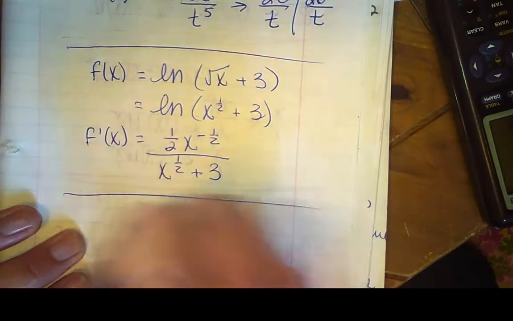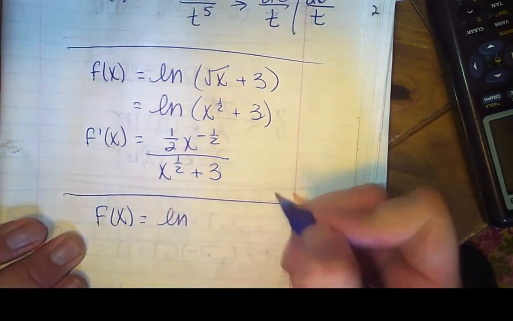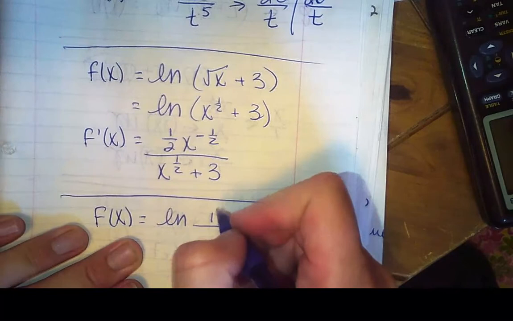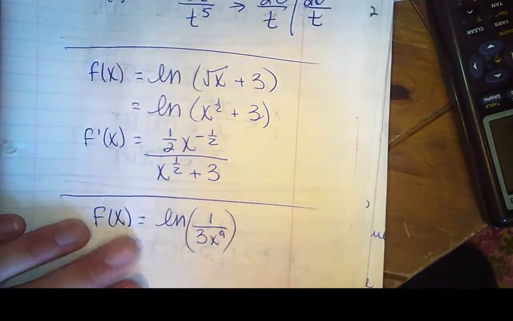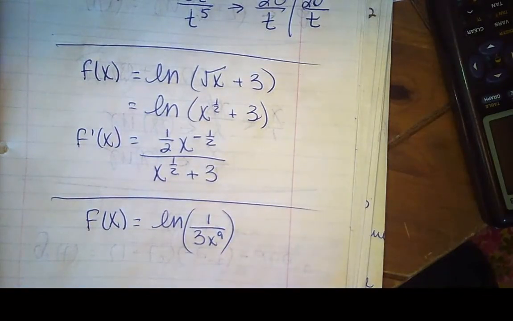So I have f of x equals the natural log of 1 over 3x to the 9th. Okay? So I'm going to go ahead and use log rules and separate this thing out.